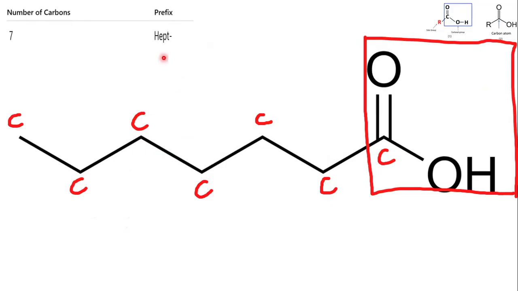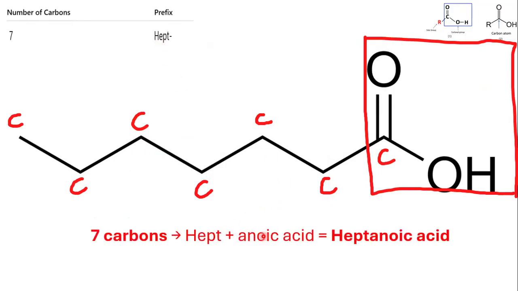Since we have 7 carbons, which prefix do we use? We use hept. So it's going to be heptanoic acid. Hept because it's 7 carbons, anoic acid because we're dealing with a carboxylic acid. And the common name for this is enanthic acid. All right, so that is that. Let's move on from this.